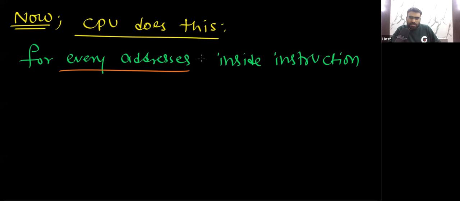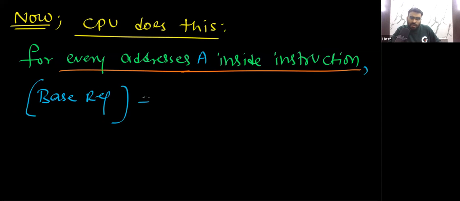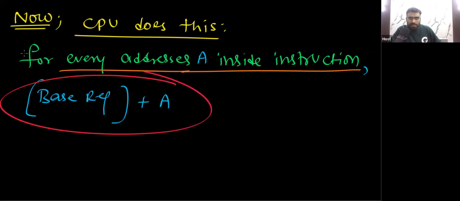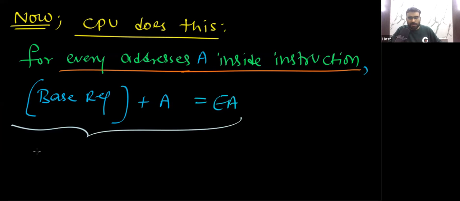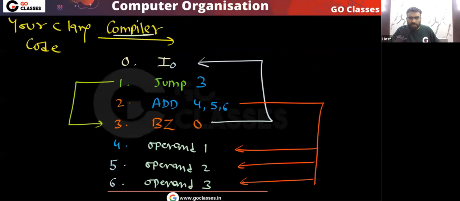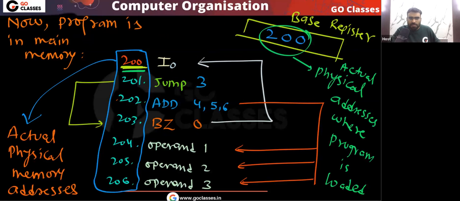Let's assume this is your address. Actually, the address inside the instruction is an offset. Let's call it A. So for every address A inside the instruction, the CPU will add the base register content plus A. This will be the effective address. That's it, very simple.